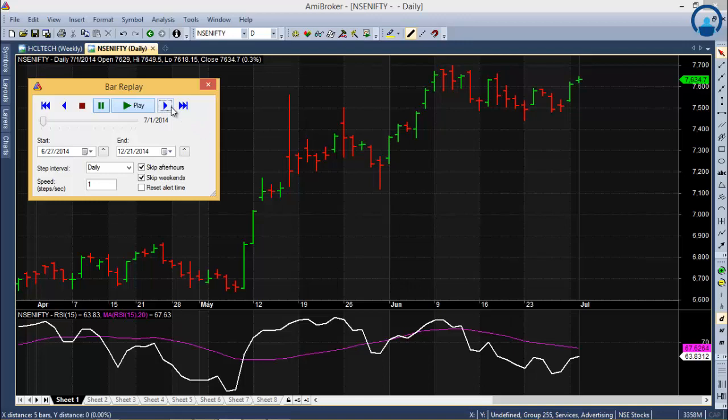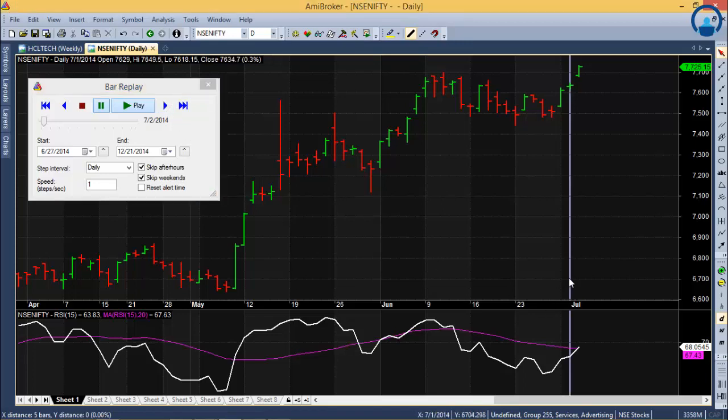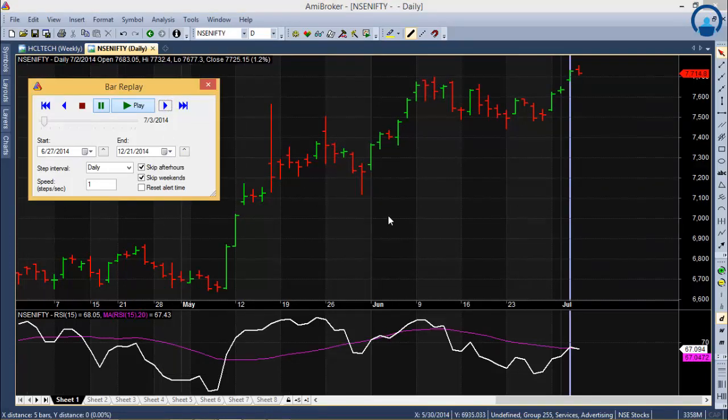Let's go ahead and add some bars. RSI has pulled back to its moving average with prices making a new high. Let's see if moving average has turned its direction. No, moving average is still making lower lows. For example, previous bar level was 67.63, current level is 67.43. Let's add some more bars.